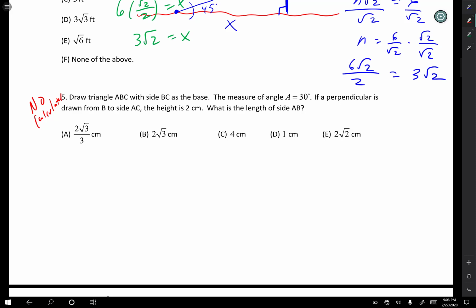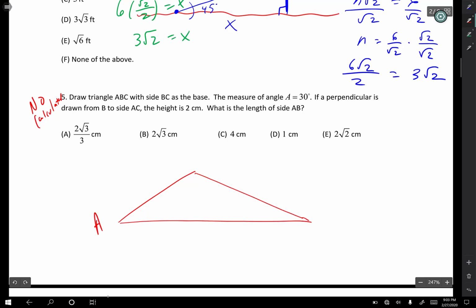I know BC is the base, but I'm going to draw it a little different. Here's what I'm going to do. I'm going to draw it like this. I'm going to call this A, B, C. And I did that for a reason. A perpendicular is drawn to side AC. So, perpendicular. And now it makes this problem way easier.